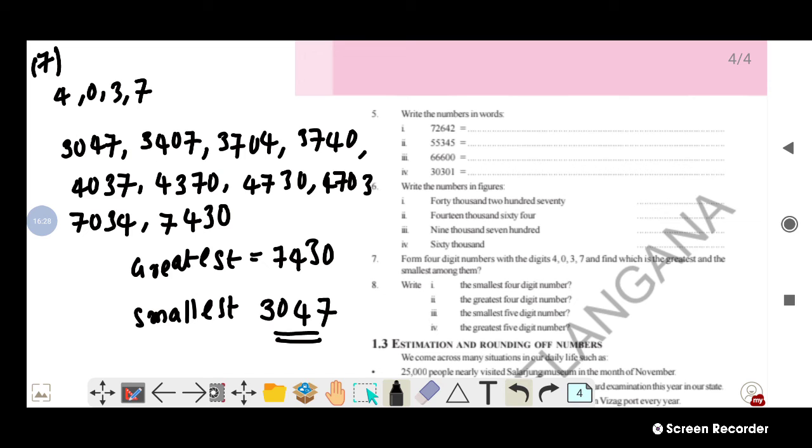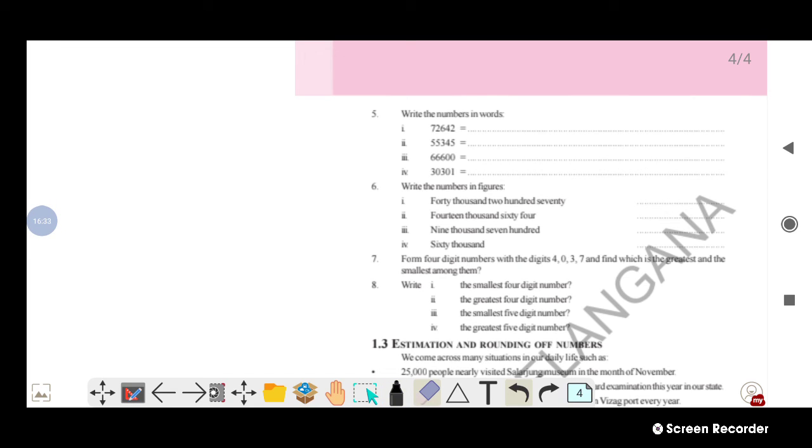So now comes the eighth question. In that eighth question, we'll write the direct answers. The questions are there beside, once you see. Just one minute. So eighth question, first one, what they asked is the smallest 4-digit number. You just say which is the smallest 4-digit number. So 1000 is the smallest 4-digit number.